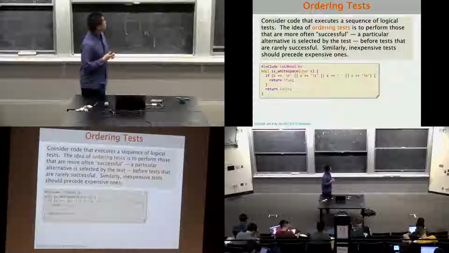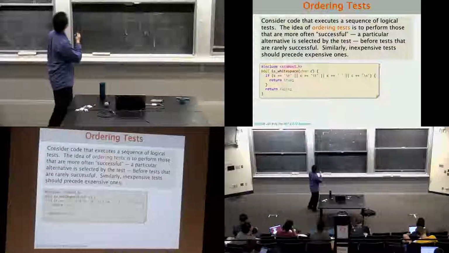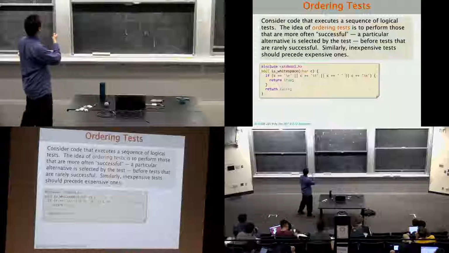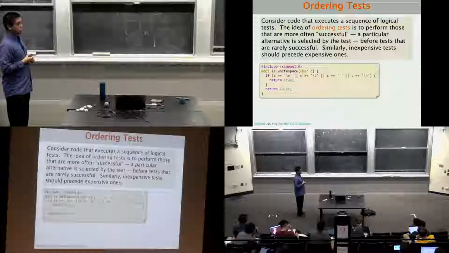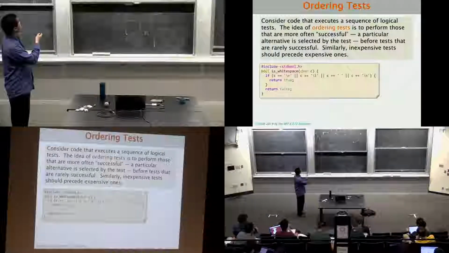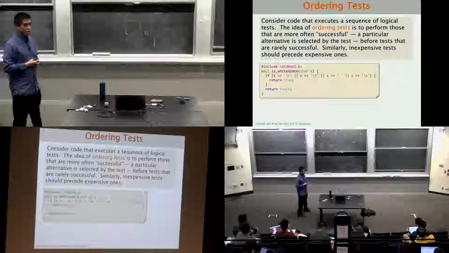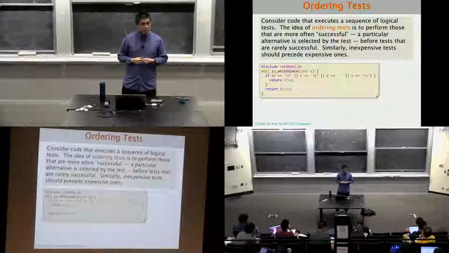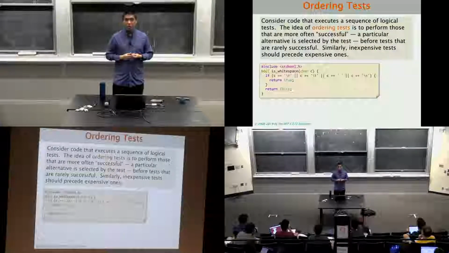So here's an example. Here we're checking whether a character is white space. So a character is white space if it's equal to the carriage return character, if it's equal to the tab character, if it's equal to space, or if it's equal to the newline character. So which one of these tests do you think should go at the beginning?